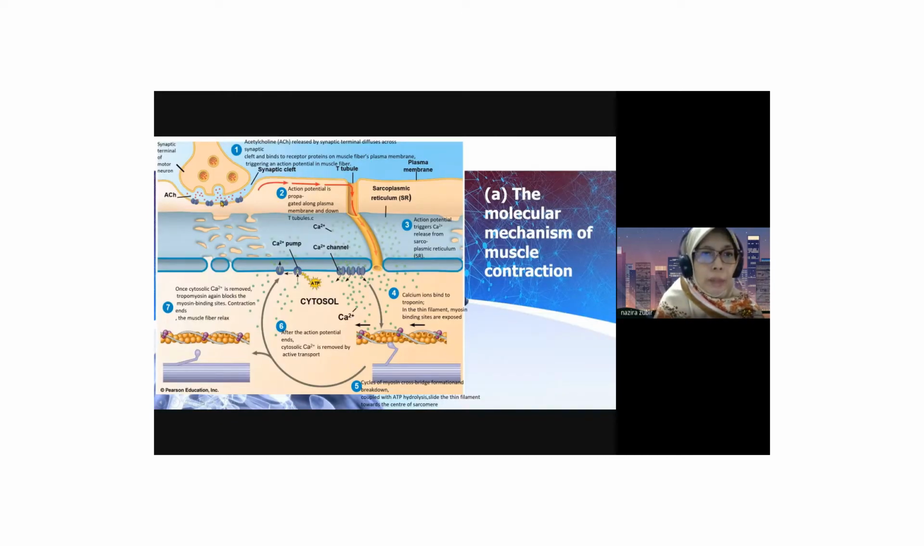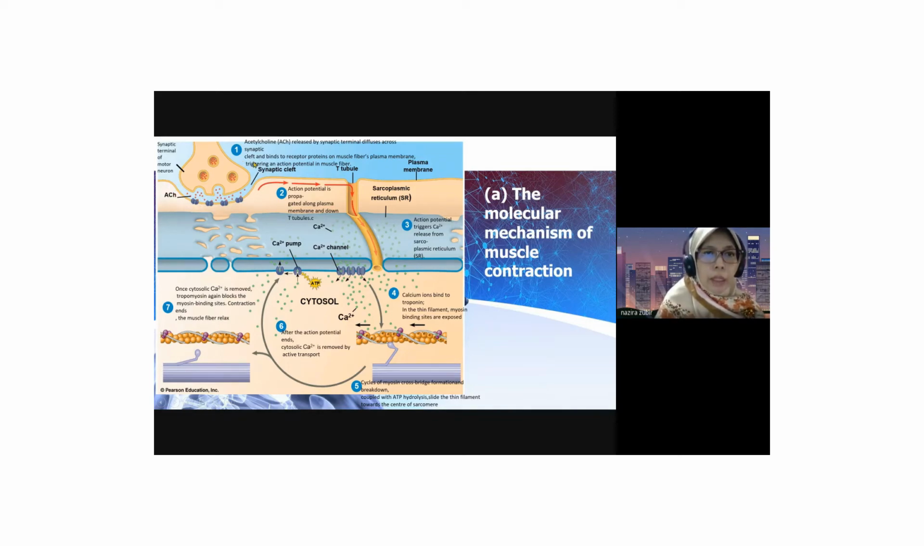Acetylcholine released by the synaptic terminal. Remember that acetylcholine, or ACh, is very important to produce the action potential, or depolarization, to produce an impulse. So these neurotransmitters are very important to cause contraction. So this is the release of the acetylcholine at the synaptic cleft. It will bind to receptors on the muscles here.